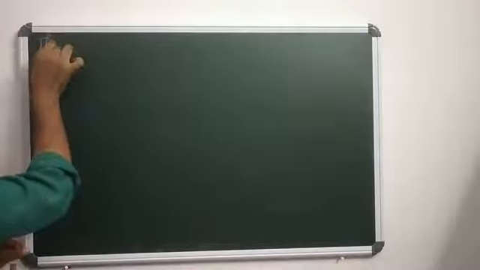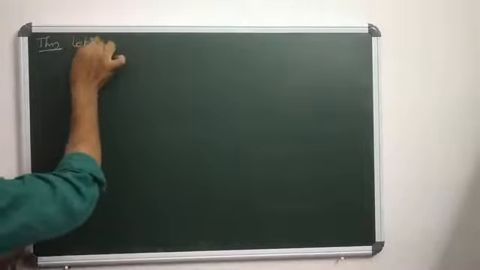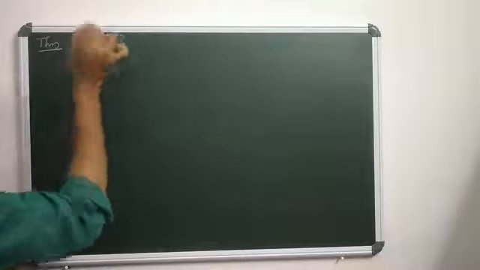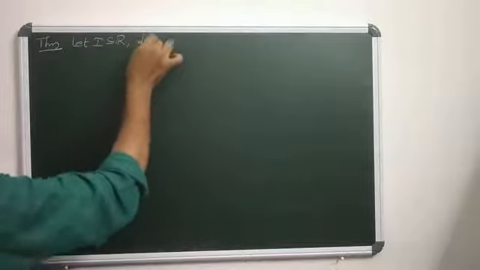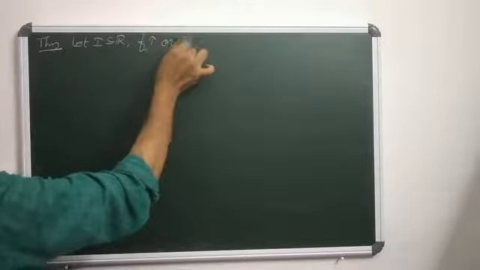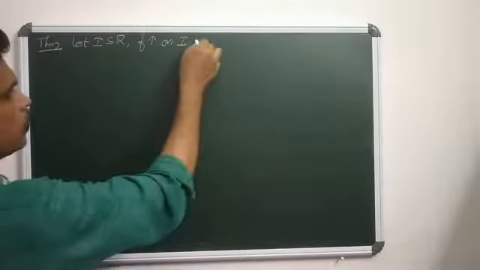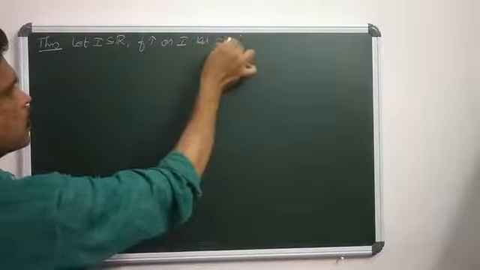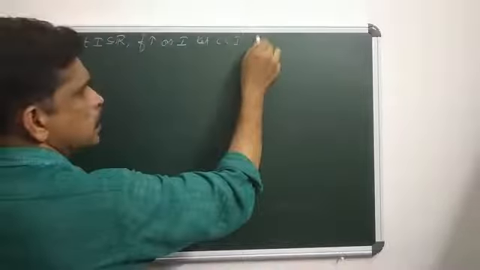Now let us consider a result. Come to a theorem. The theorem states: let I be an interval, and f an increasing function on I. Then let c be a point in I which is not an endpoint of I. Suppose this is I.